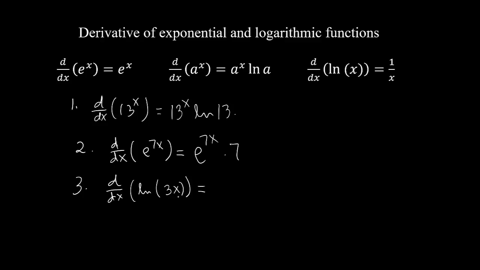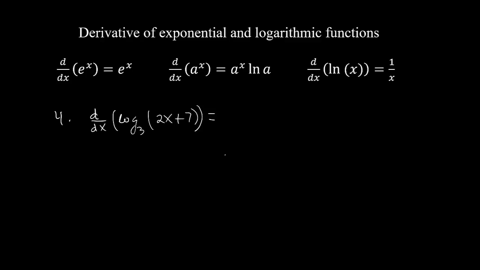We'll take example 3. Let me take a function, natural log of 3x. You want to take derivative. So natural log of x we know is 1 over x. So we can say 1 over 3x. And then derivative of 3x is 3. So then you get 1 over x.